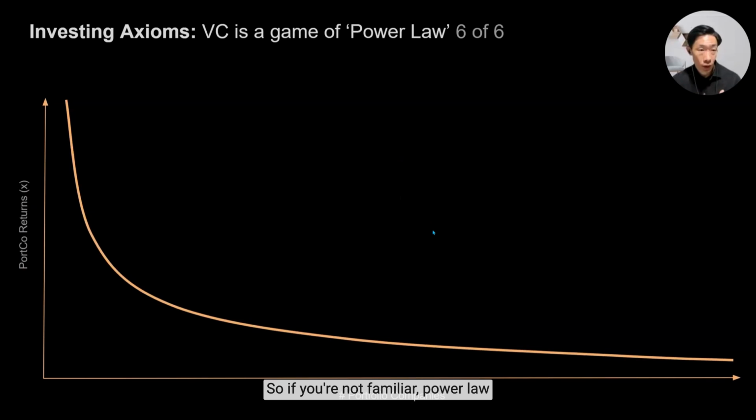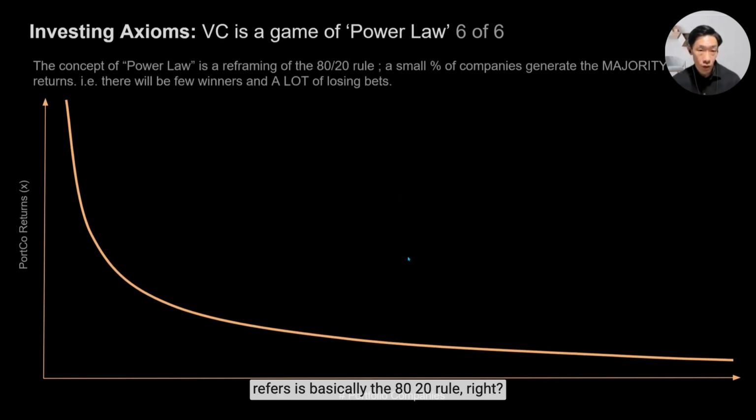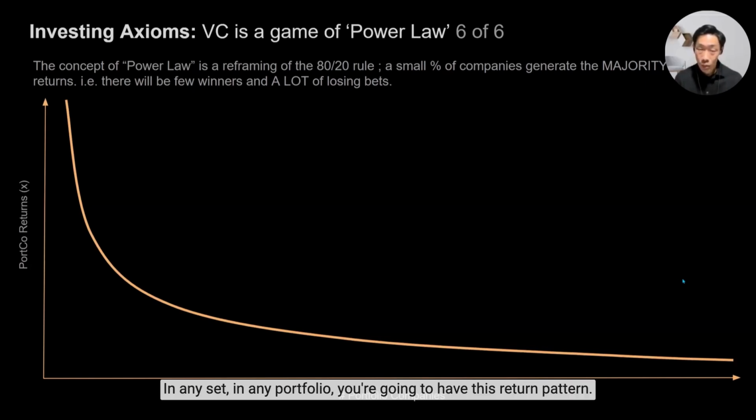If you're not familiar, power law is basically the 80-20 rule, right? We're saying that very few companies on the left return a very high multiple return, and then there's a very long tail that returns very little or outright go to zero in your portfolio. It is absolutely true as a law of nature, as a mathematical construct, right? In any portfolio, you're going to have this return pattern.